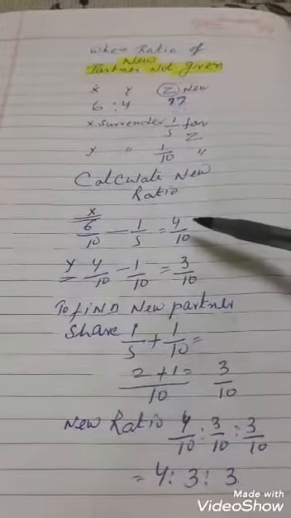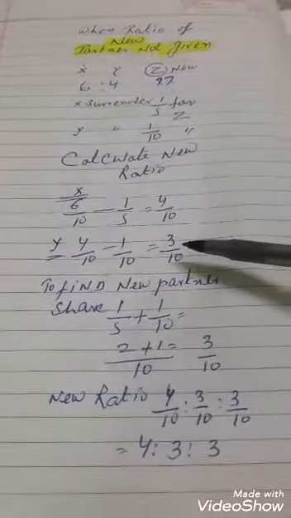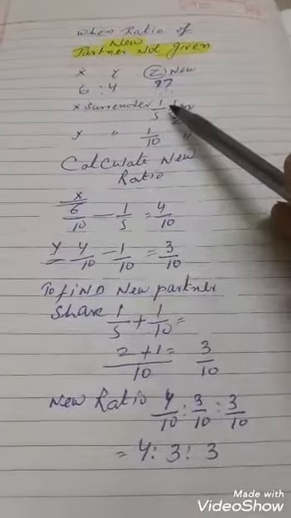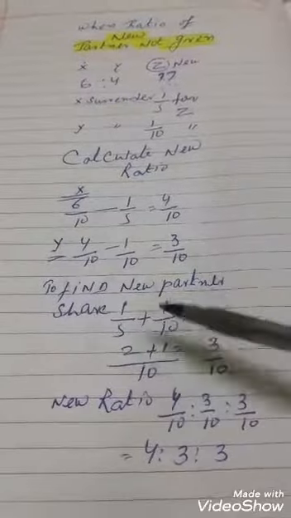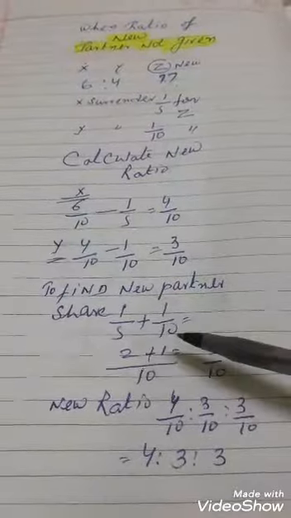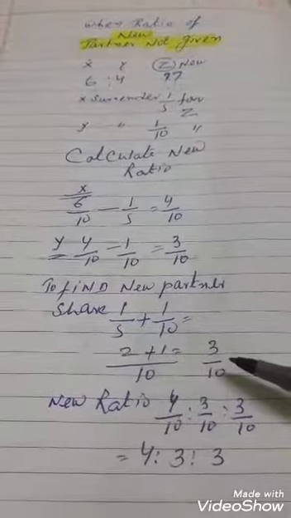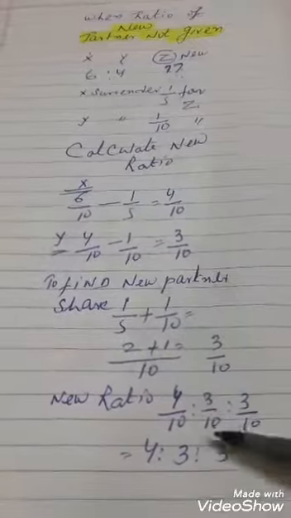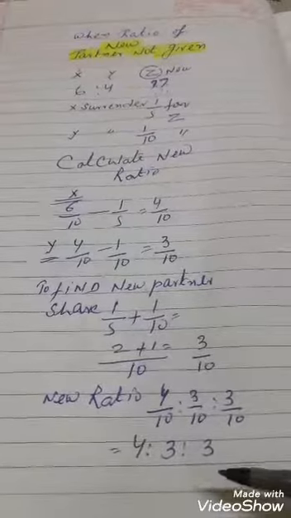X's new ratio is 4/10, Y's new ratio is 3/10. The share sacrificed by X and Y, 1/5 plus 1/10, will be the total share of Z. So we add the 1/5 which he gets from X and the 1/10 which he gets from Y, his total share is 3/10. So the new profit ratio is 4/10, 3/10, 3/10, that is 4:3:3.